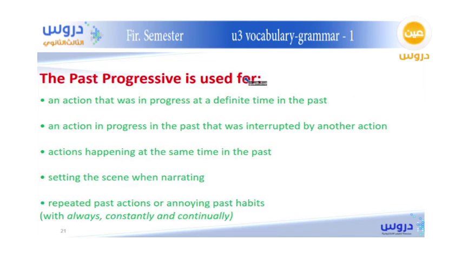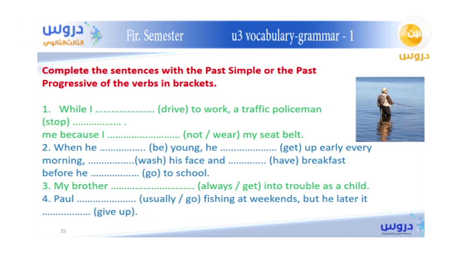Now we are going to see the past progressive: an action that was in progress at a definite time in the past, an action in progress in the past that was interrupted by another action, actions happening at the same time in the past, and repeated past actions or annoying past habits with always, constantly, and continually. Does it sound clear? If you want to ask, please do not hesitate.